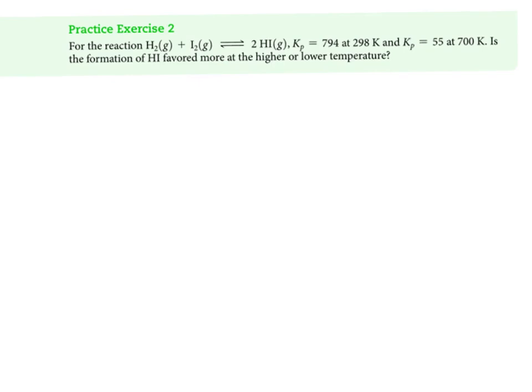Okay, one more practice problem. For our first reaction here, H2 plus I2 to 2HI at 298 K, our Kp is 794, pretty big. And at a different temperature, at 700 K, the same reaction has a Kp of 55. So we're asked, is the formation of the product favored at the higher or lower temperature?